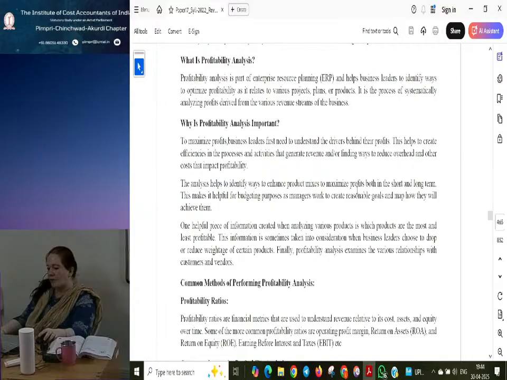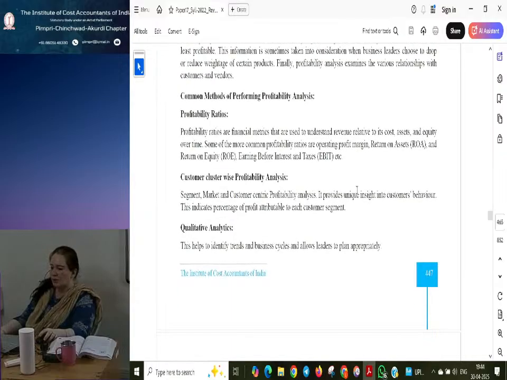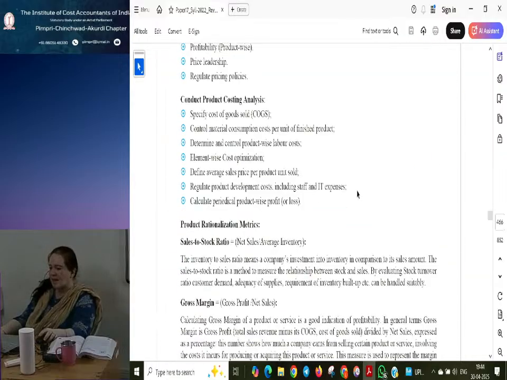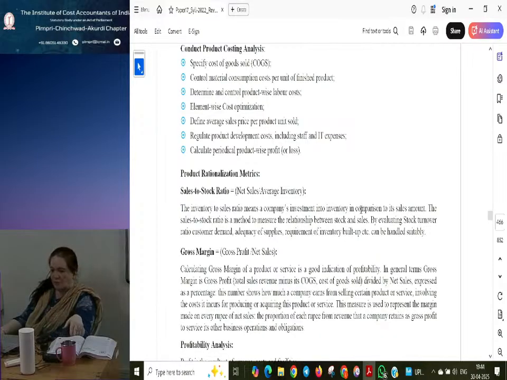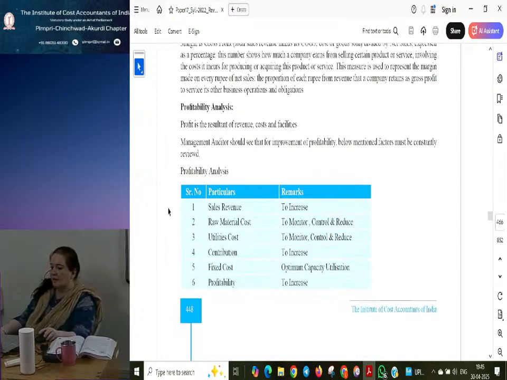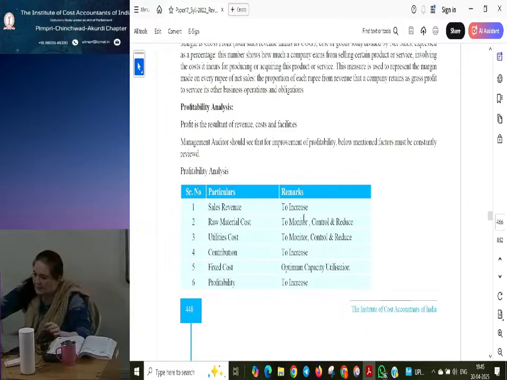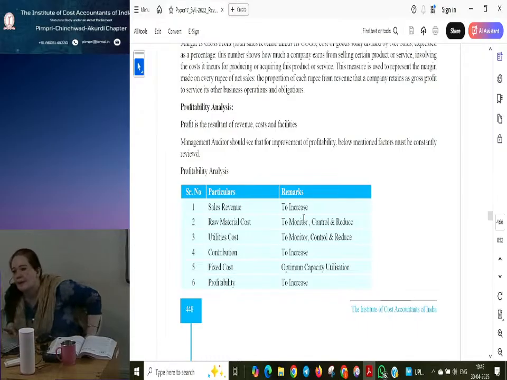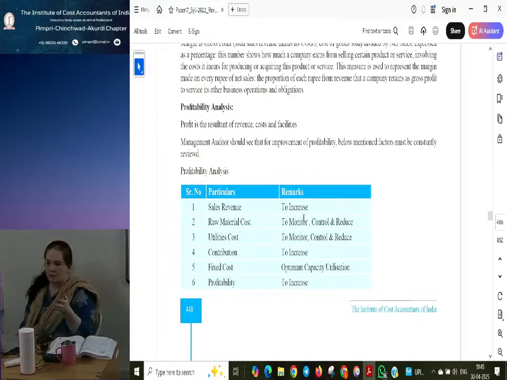Well, coming to profitability analysis, you already know these indexes like calculating the cost of goods sold, calculating the sales to stock ratio, calculating the gross margin, that is gross profit by sales into 100. So profitability analysis could be done on all these things, that is, sales revenue, raw material cost. So why do you do the profitability analysis on sales revenue? In order to increase the sales.